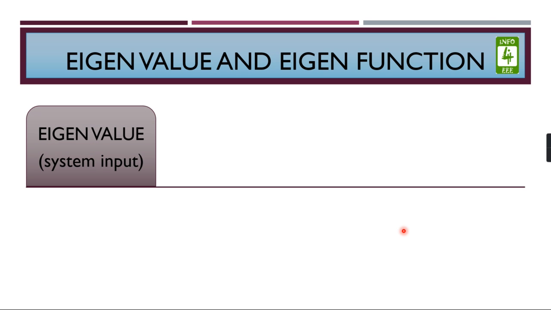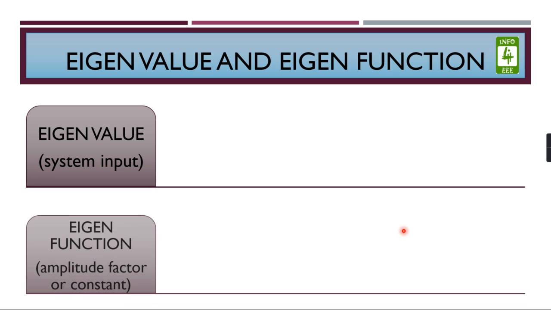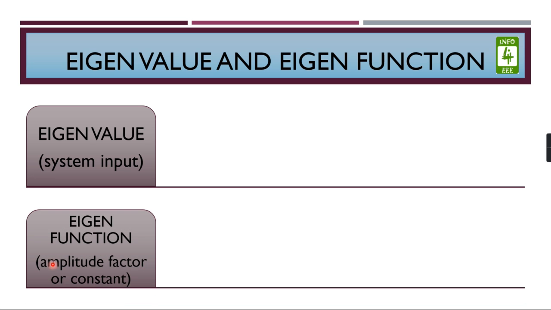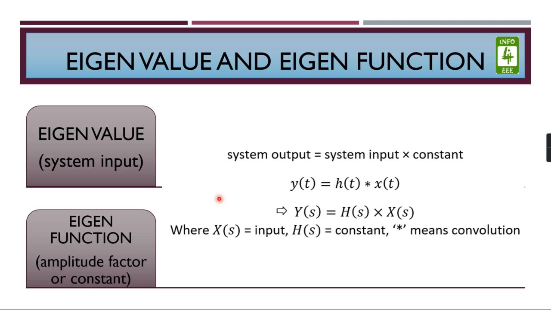Now coming to the eigenvalue and eigenfunction. Eigenvalue is system input and eigenfunction is the amplitude factor or constant. So system output is given as system input into constant, like y(t) is a function or output of the system, which is equal to h(t) convolution x(t).